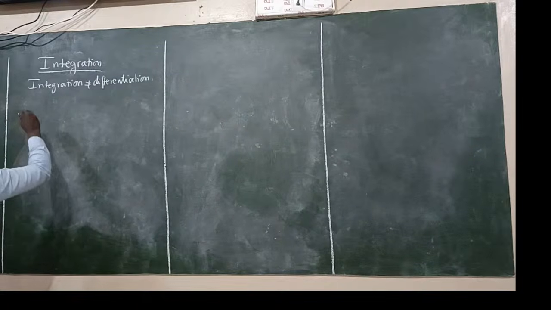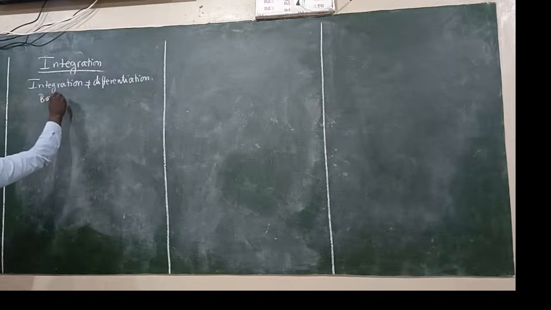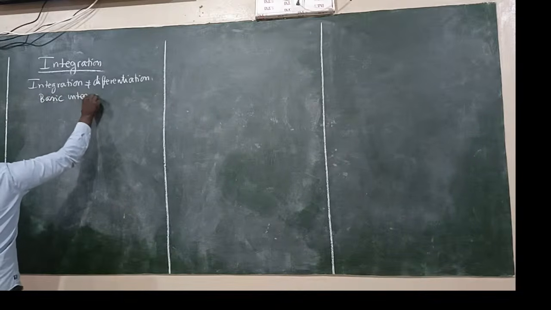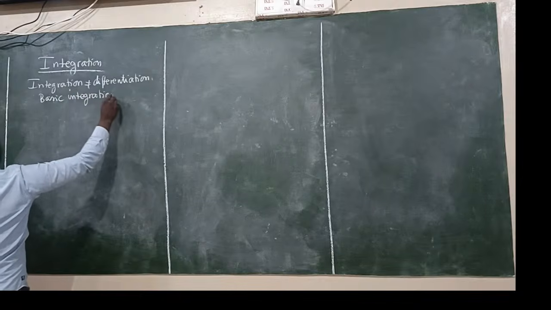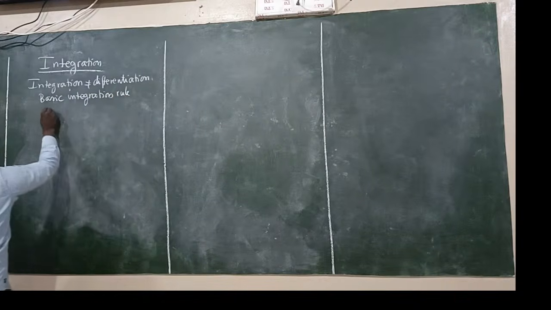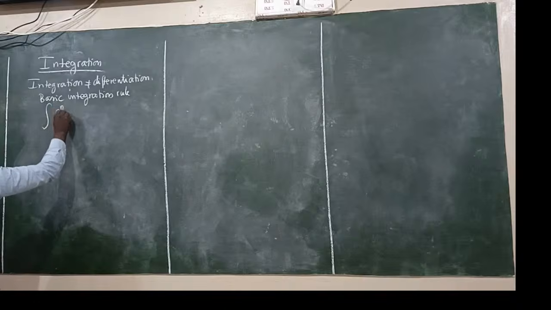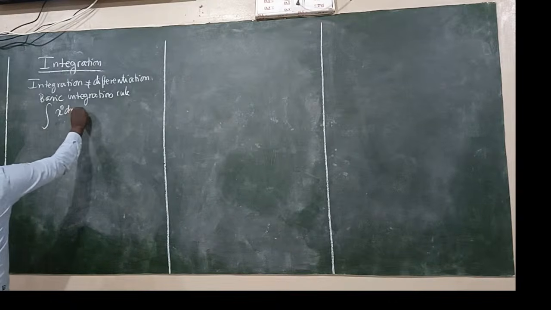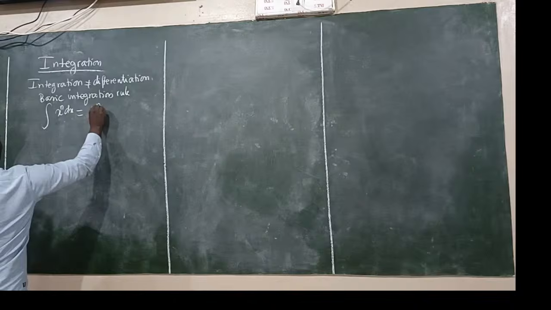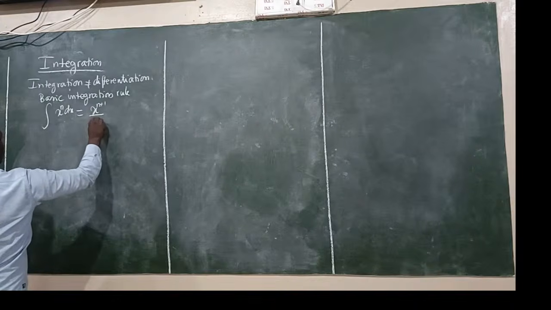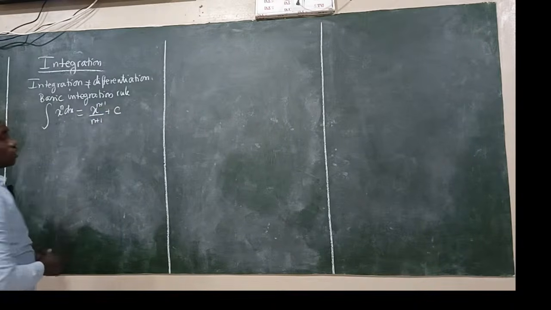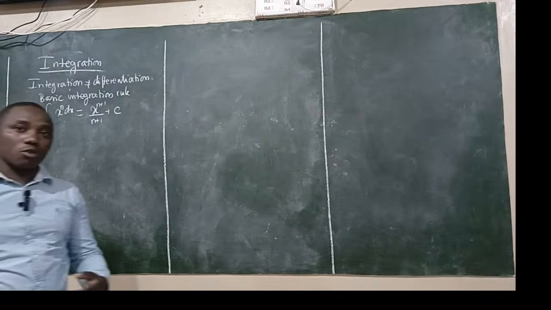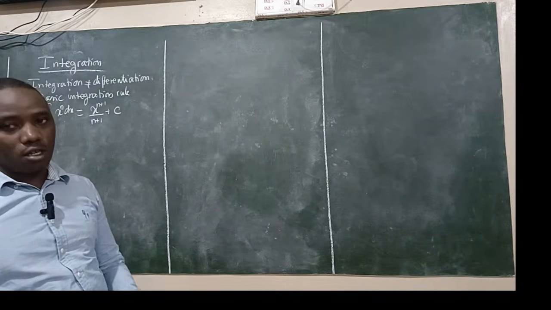Now, let's look at the integration rule, which is basic. Basic integration rule. This is the formula to follow when integrating polynomials. The integral of x^n dx is equal to x to the power of n plus 1 over n plus 1, then we add the constant of integration. This constant can be any number.